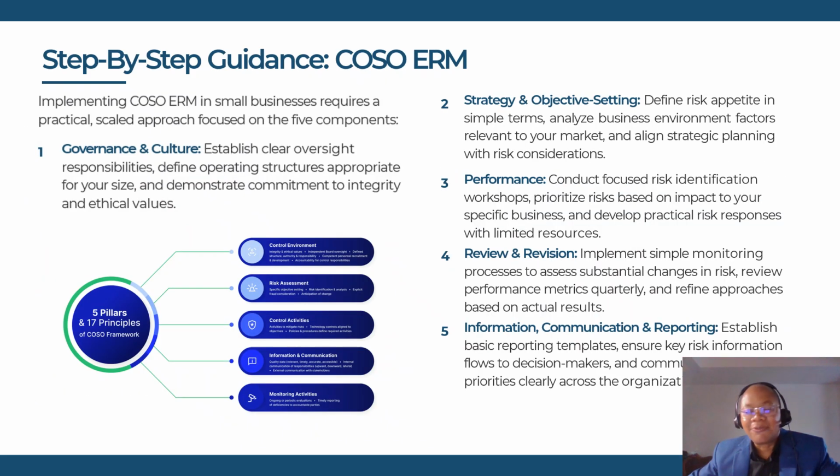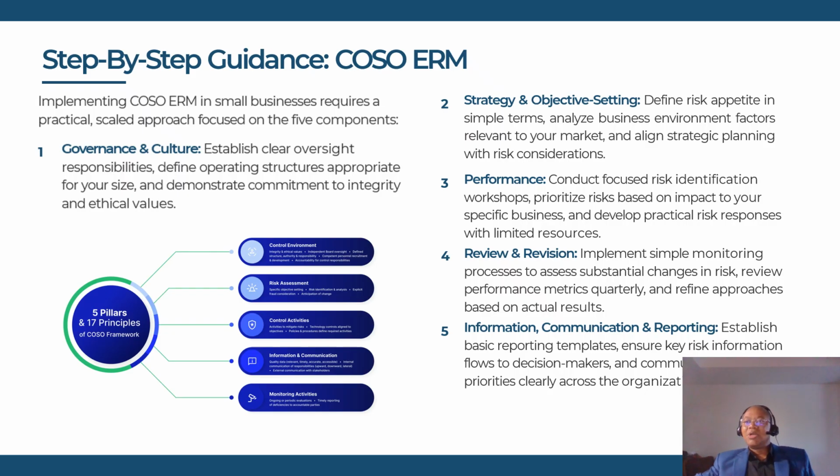So for the COSO framework, I have also listed here some process steps that must be followed. And we say here that implementing COSO ERM for small businesses requires a practical, scaled approach focused on the 5 key components. The 5 key components are: control environment, risk assessment, control activities, information and communication, and monitoring activities.